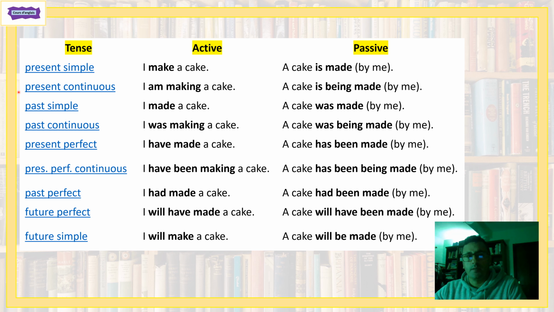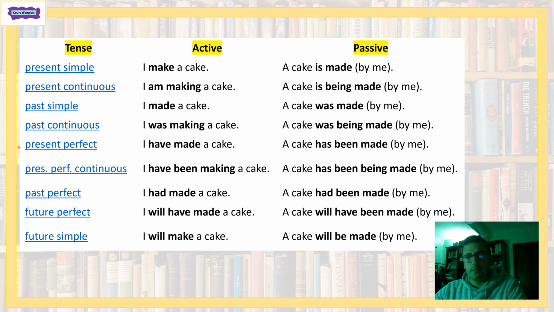Next, la suite. Present continuous. I'm making a cake. A cake is being made by me. Past simple. I made a cake. A cake was made by me. Past continuous. I was making a cake. A cake was being made by me.